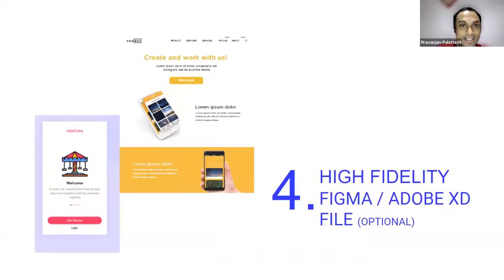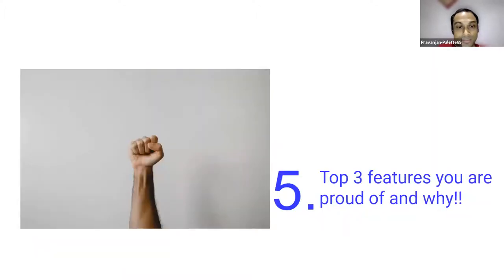High fidelity design is very beautifully colored. All the attributes are there, the content is there. This is again one of the biggest attributes, which will give you an added advantage when applying with the concept. The fifth is the top 3 features you are proud of, and why those features will make sense in the marketplace. So this is the basic attribute.